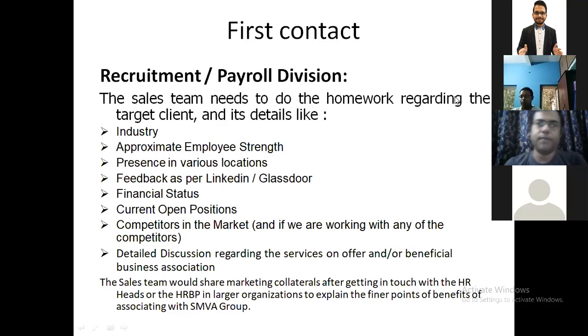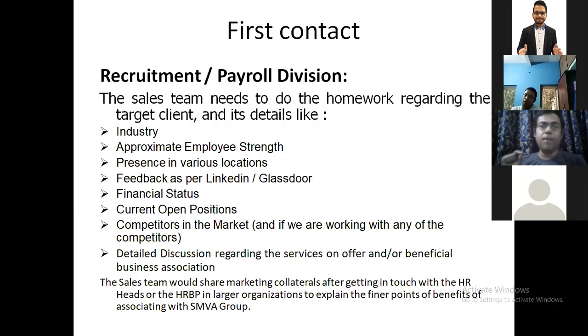Next is the first contact. After this particular segment has been identified, we will be contacting those particular clients. But before that, there is certain homework we should do from our end. The homework is what? In my previous classes, I have already explained what the industry is all about. Which industry we are approaching is very important. Is it an IT industry? Is it a non-IT industry?